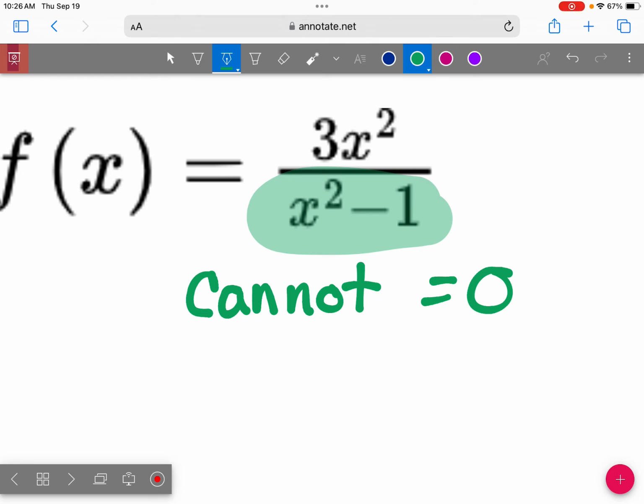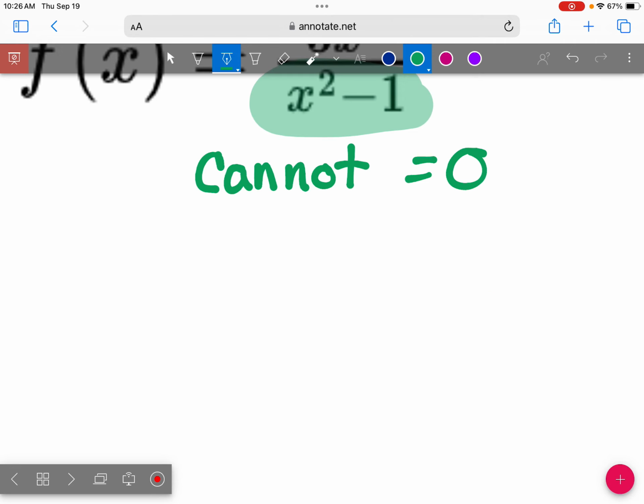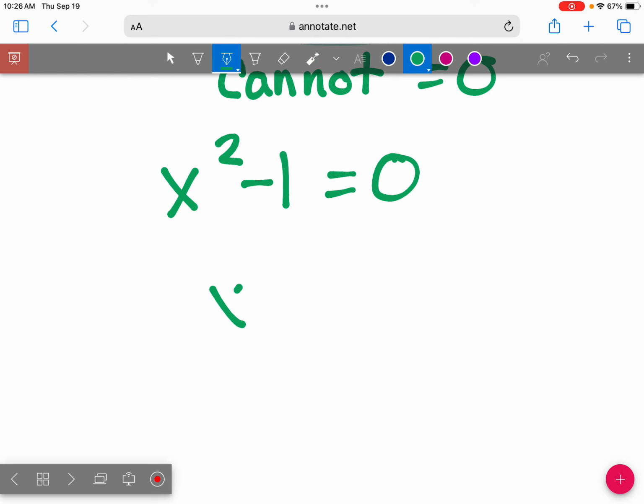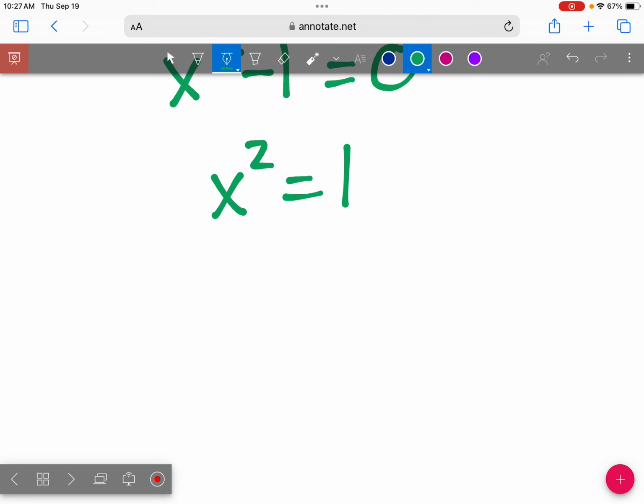Okay, so we need to figure out when that denominator does equal 0 so that we can exclude it from our domain. So I'm going to set it equal to 0 to solve, but those are our excluded values. So I'm going to solve when x squared minus 1 equals 0 to find our excluded values, the places it cannot be. So what are we going to do to solve this? Add 1. So we get x squared equals 1. What is x going to equal? Plus or minus square root of 1. What is the square root of 1? 1.